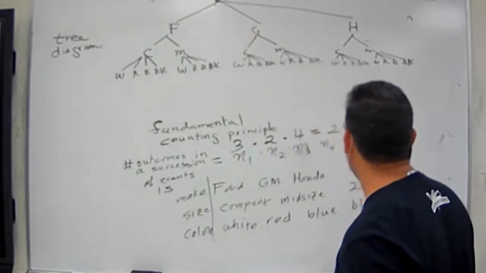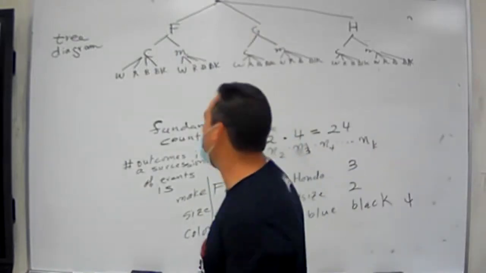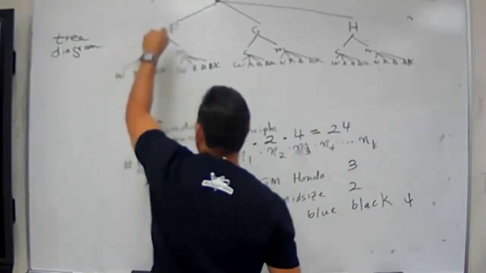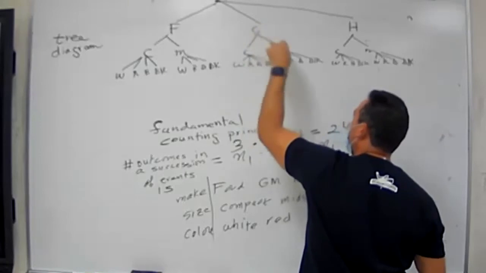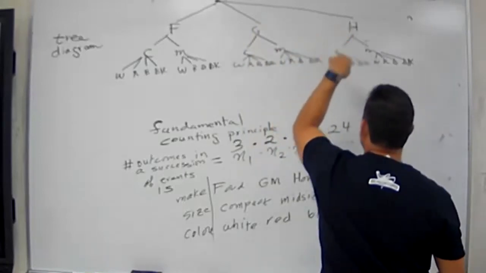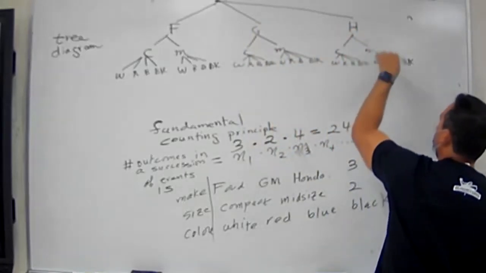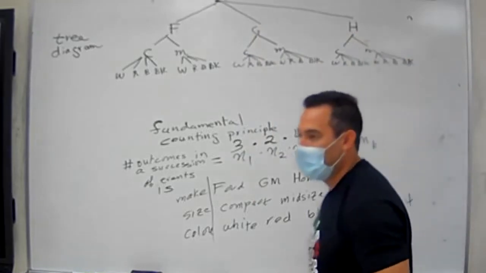And there's 24 possible outcomes here. You can trace them all. 1, 2, 3, 4, 5, 6, 7, 8, 9, 10, 11, 12, 13, 14, 15, 16, 17, 18, 19, 20, 21, 22, 23, 24.